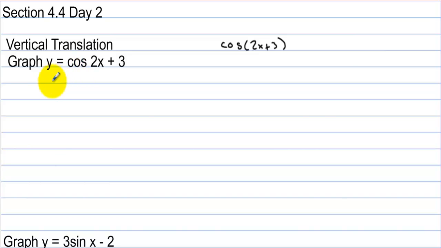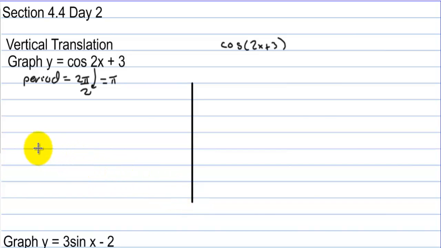So let's graph this. We have the cosine of 2x plus 3. Let's get the period first. The period is going to be equal to 2 pi divided by 2, and that's this 2 right there. That's equal to pi. So this function has a period of pi, and then we'll have to move the function up 3 units.